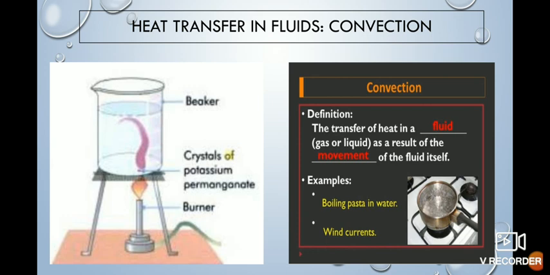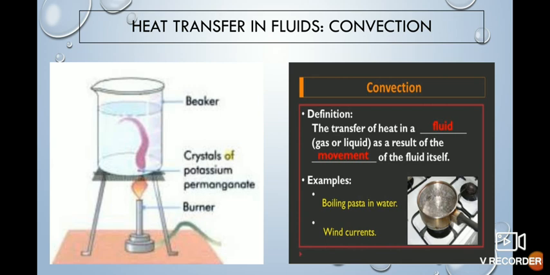Once it begins to heat, I drop a few crystals of potassium permanganate. They are a beautiful violet color. After dropping them, after a few minutes, what will you observe? You see a purple colored water column rising from the bottom, reaching to the top. Now, why do you think this happened? Can you explain this?